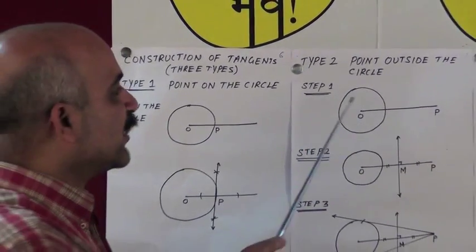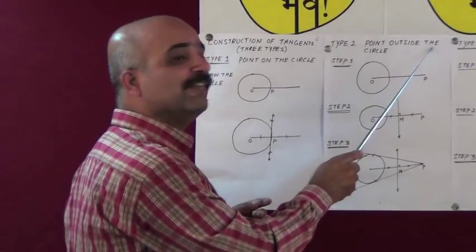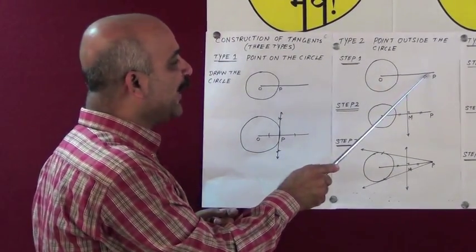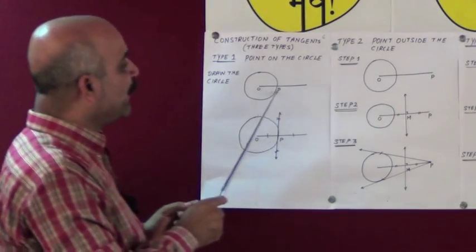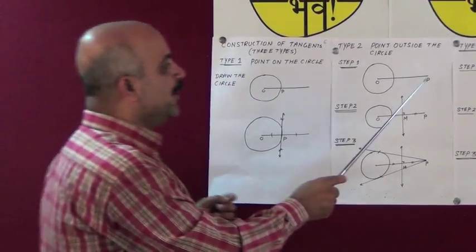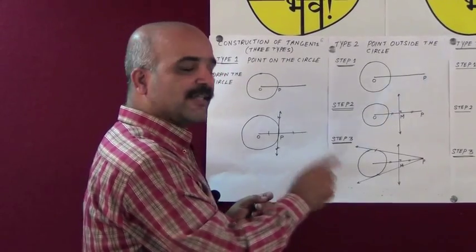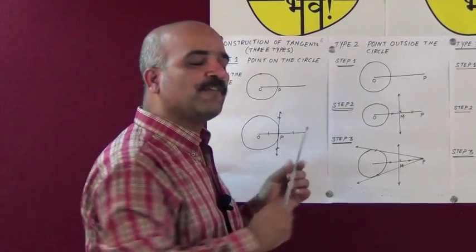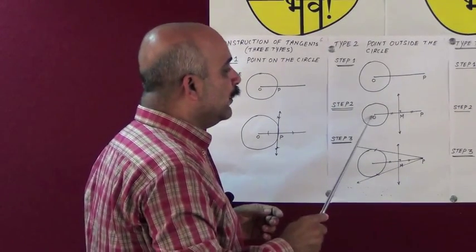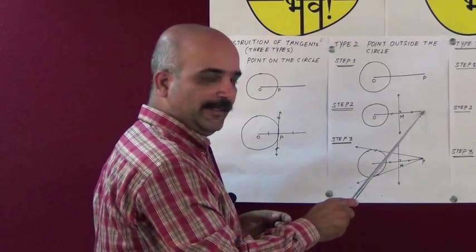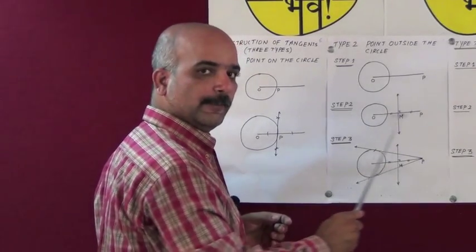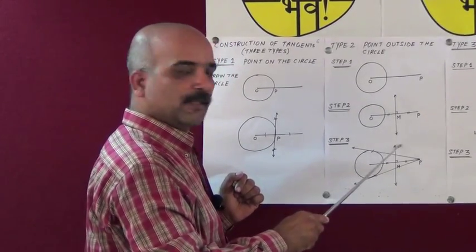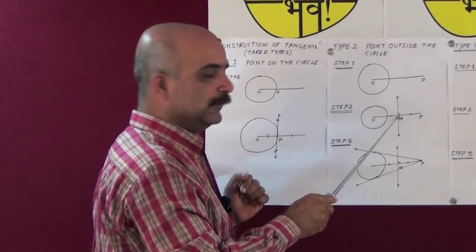The second type of construction is when the given point is outside the circle. Now here, if you see, point P is outside the circle. Earlier, point P was on the circle. Now, when the point P is outside the circle, draw the circle with whatever radius is given. Join the center to that point, that is join OP. After joining OP, draw the perpendicular bisector of OP. We get a point M here.